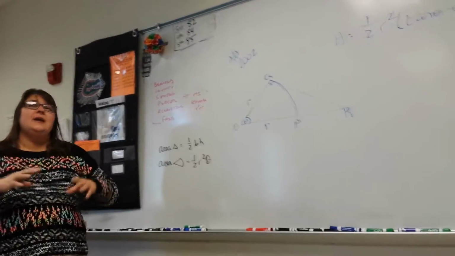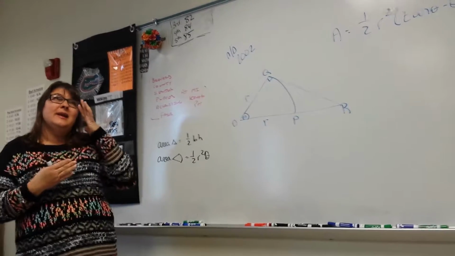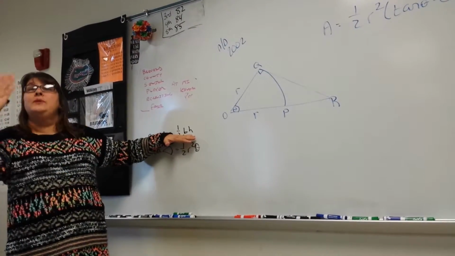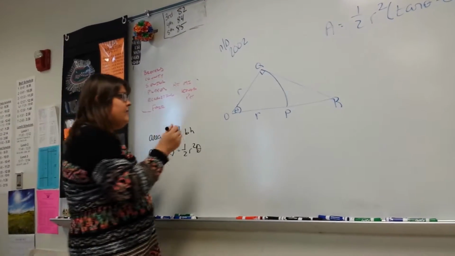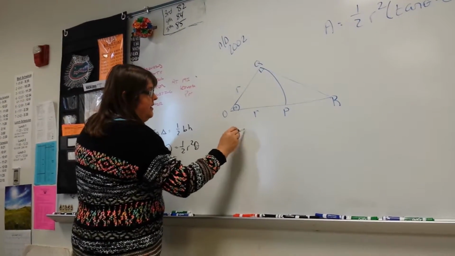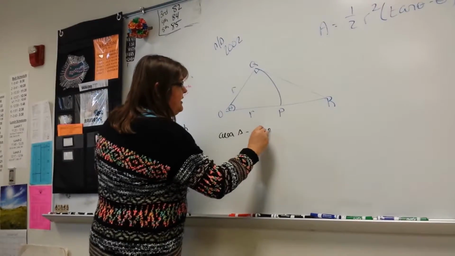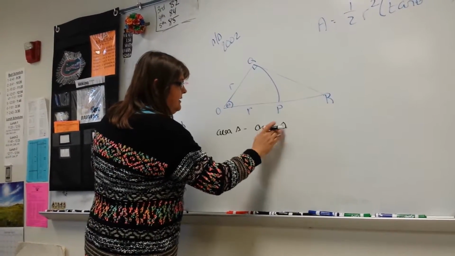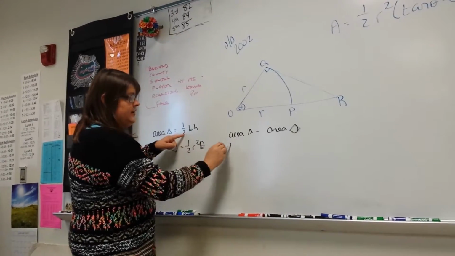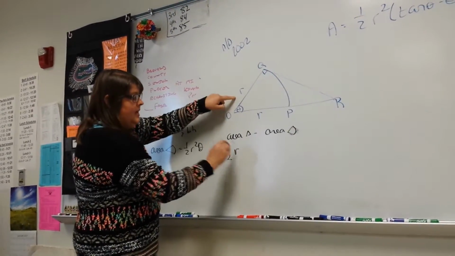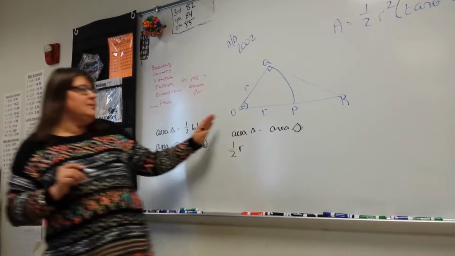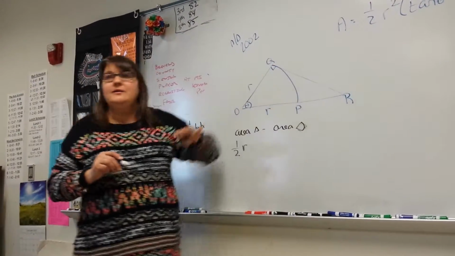So I need to fill in here and figure out what is the base. We discovered it to be R. I remember it's going to be the area of the triangle minus the area of the piece of pizza. That looks like pizza to me. Are we good so far? So it's going to be 1/2. What was base? You told me R. So far, so good. And you also told me that this guy over here is the height.